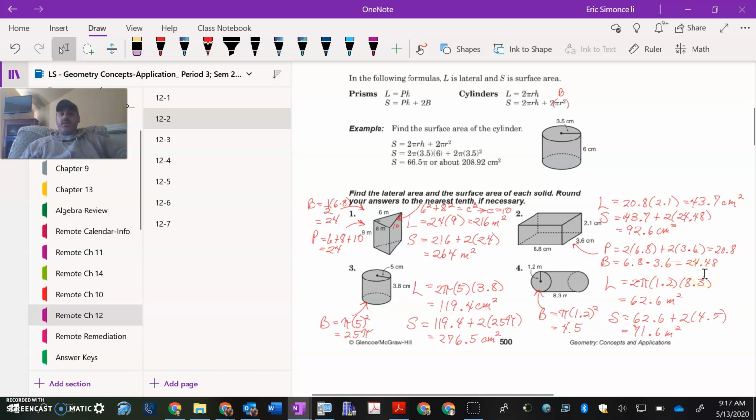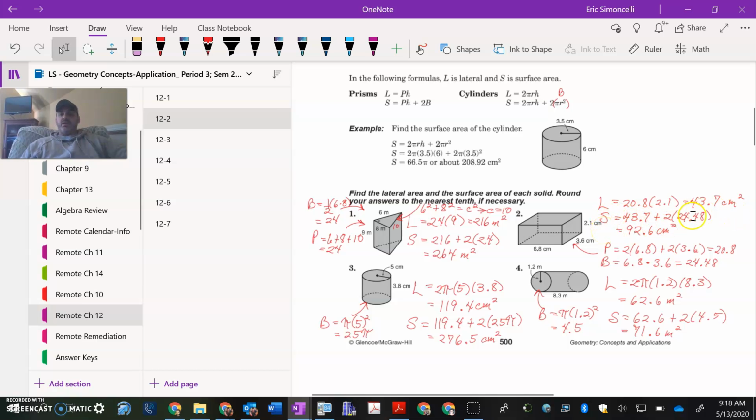Again, why I did that speaks to back when we talked about the generic formulas for prisms, capital P times H and capital PH plus 2B. All right, so lateral area, 20.8, which is what I just got for P, times 2.1, which is the height, as you can see right here, of the prism. Do the math, and you'll end up with 43.7 centimeters squared for capital L, the lateral area.